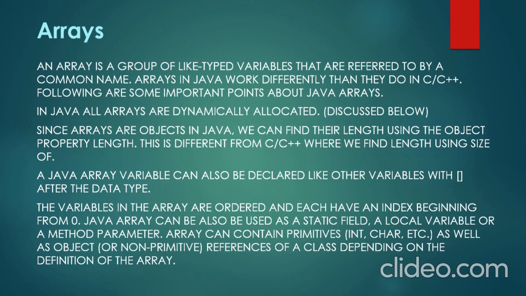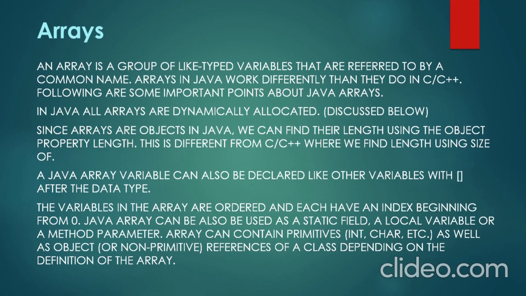Next point is array. An array is a group of like type variables that are referred to by a common name. Arrays in Java work differently than they do in C or C++. Following are some important points about Java arrays. In Java, all arrays are dynamically allocated. Since arrays are objects in Java, we can find their length using the object property length.